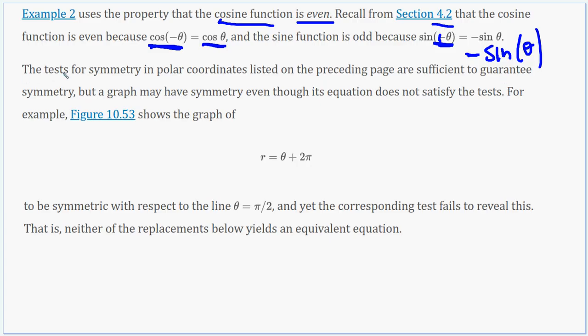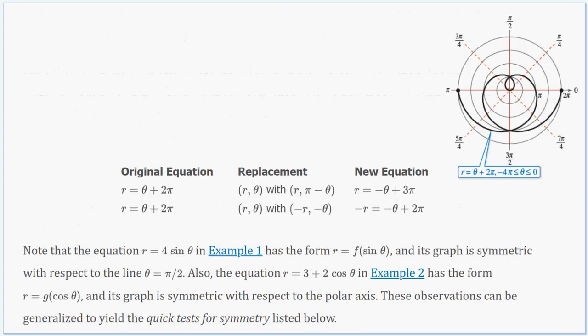The tests for symmetry in polar coordinates listed on the preceding page are sufficient to guarantee symmetry, but the graph may have symmetry even though the equation does not satisfy the test. Yeah, again, getting into this, I think that's a little bit much. Again, if you're worried, just graph a few extra points. All right, in class, we'll do some practice problems, and I'll see you then.